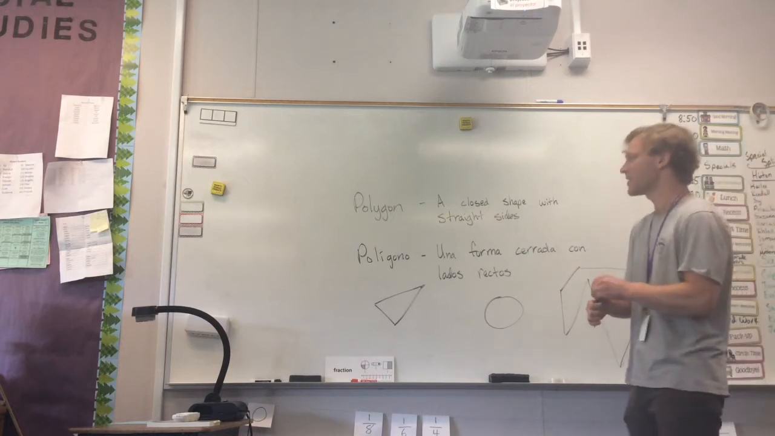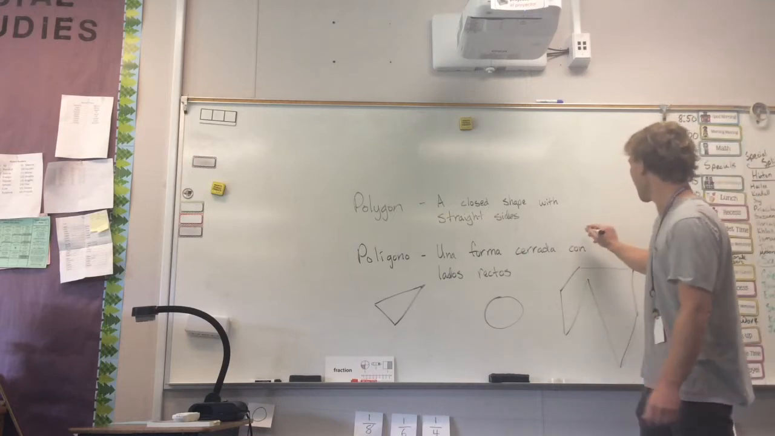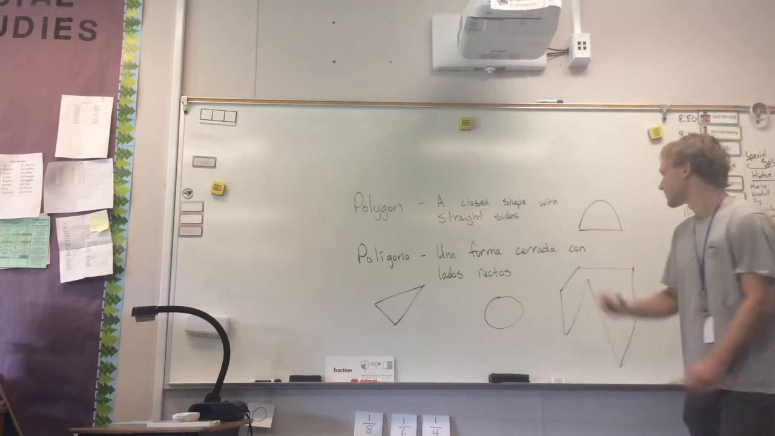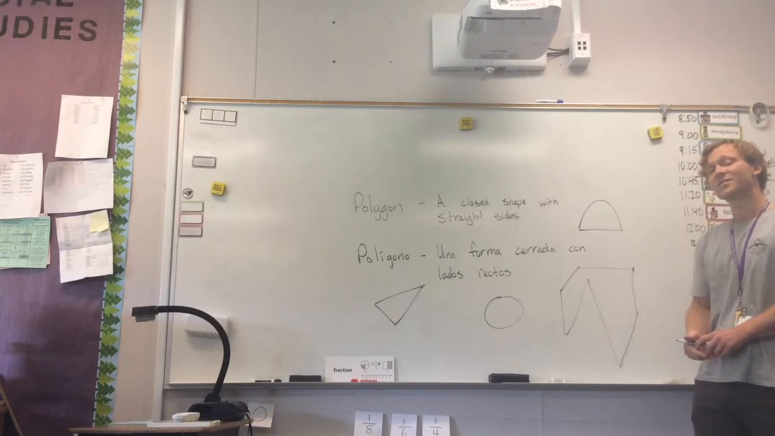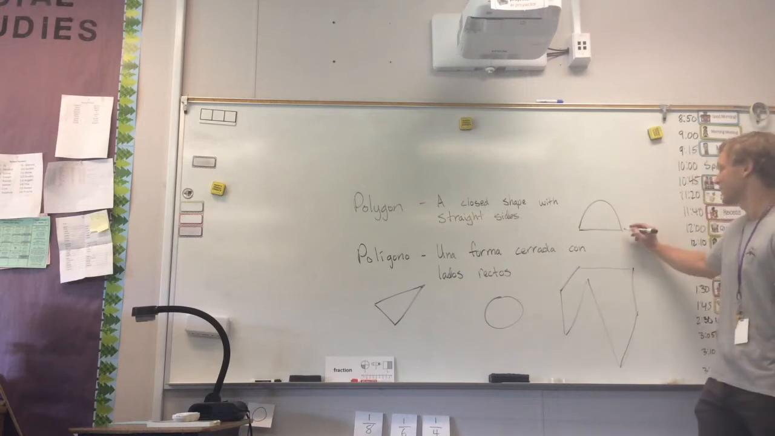Let's give one more example of something that might not be a polygon. Let's do a half circle. Well, there's one straight side, but one side is not straight. It's still closed, but it's not a polygon because of this curved side.